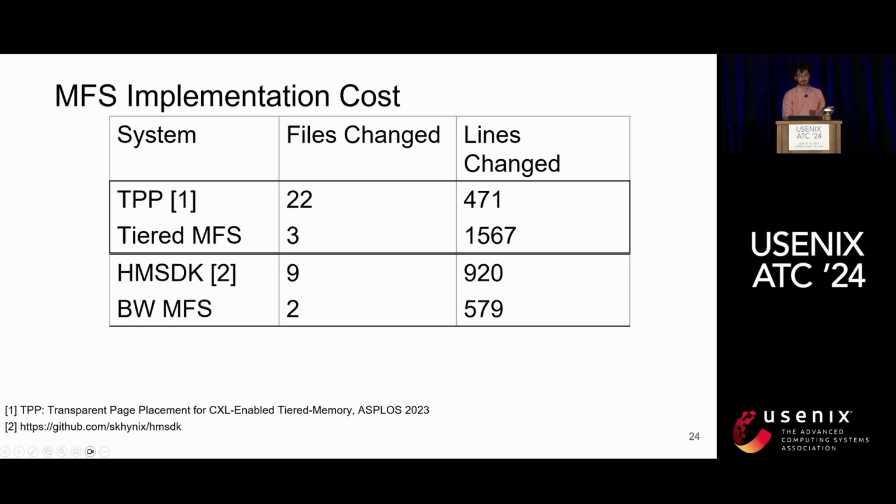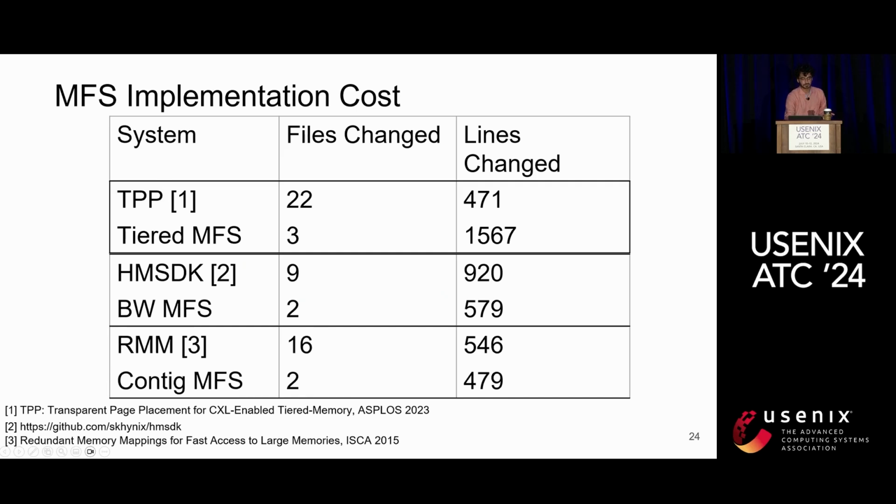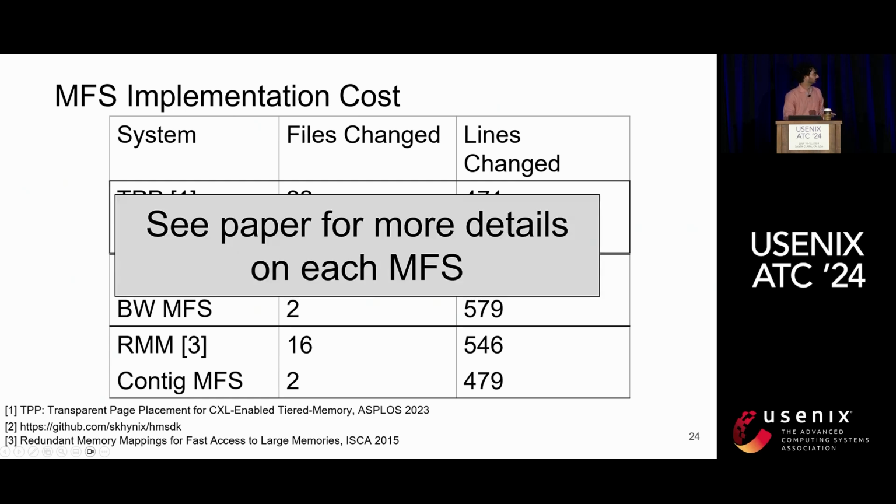HMSDK is a system from SK Hynix which provides bandwidth expansion through memory interleaving, similar to bandwidth MFS. Due to being implemented as an MFS, bandwidth MFS requires changing fewer lines and files. The same is true for contig MFS and RMM, a previous system that implements contiguous allocation inside the kernel memory management code. See the paper for more details on each MFS.